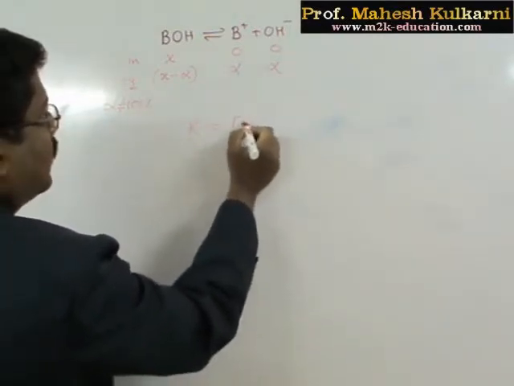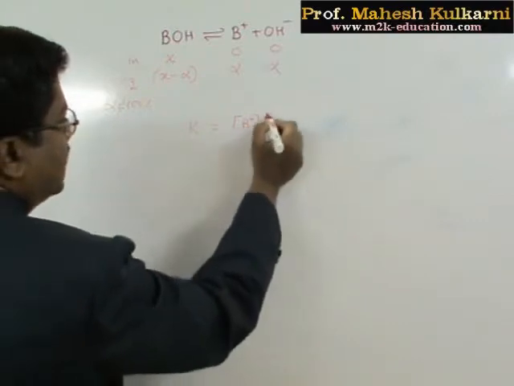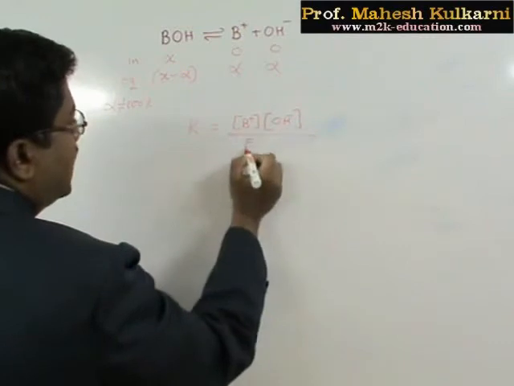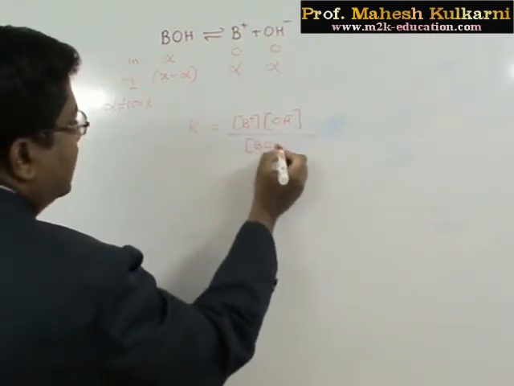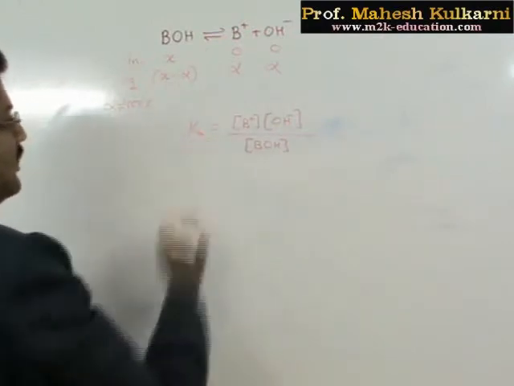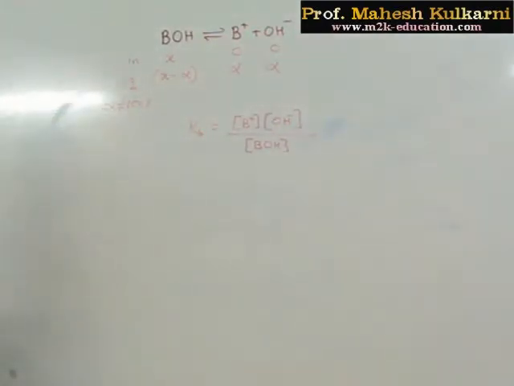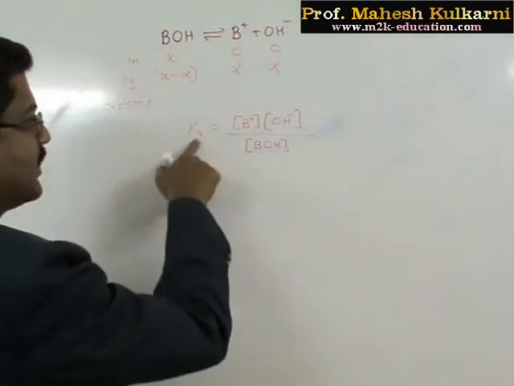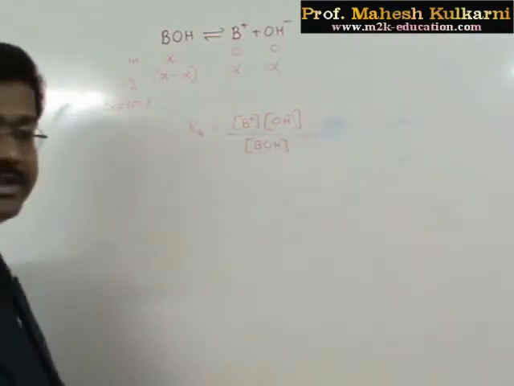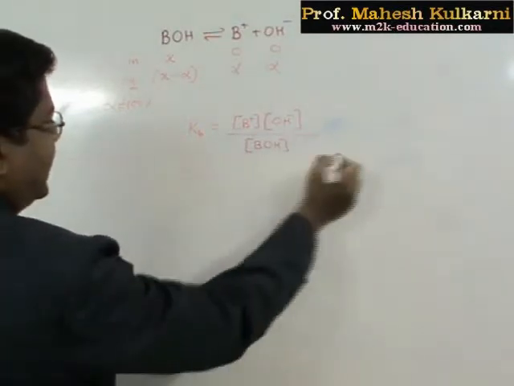Now here I can apply the law of mass action. So K is equal to the multiplication of the molar concentration of products upon the multiplication of the molar concentration of reactants. As this is a base, I can write the name for this constant as Kb. This is called the dissociation constant for base, and it is B plus into OH minus upon BOH. So this is about the base.